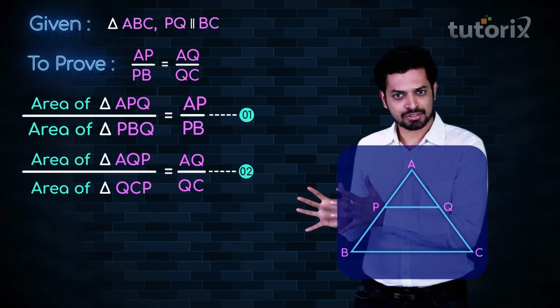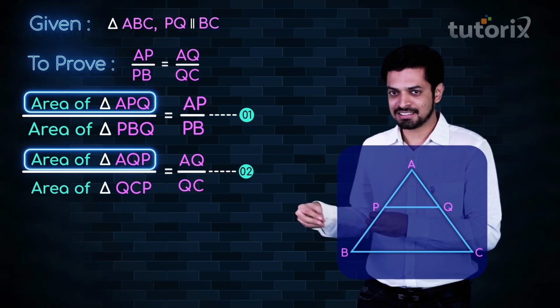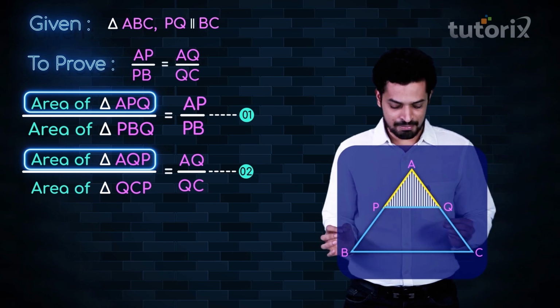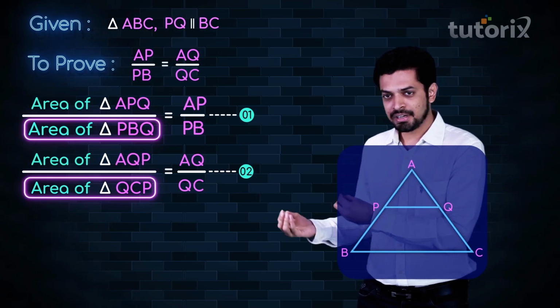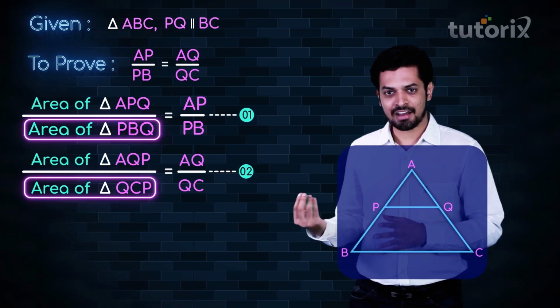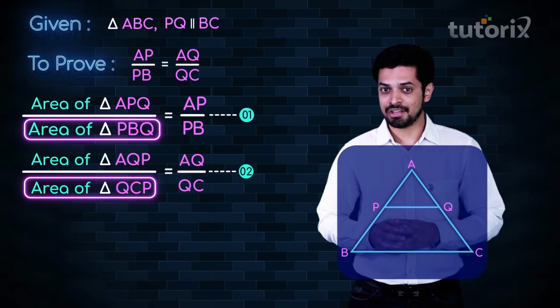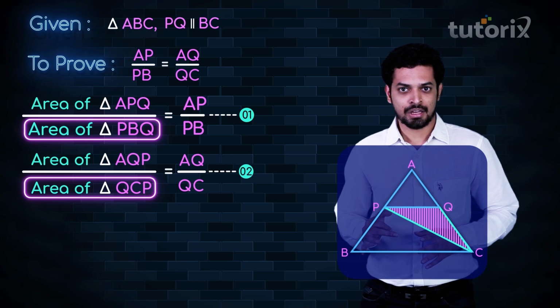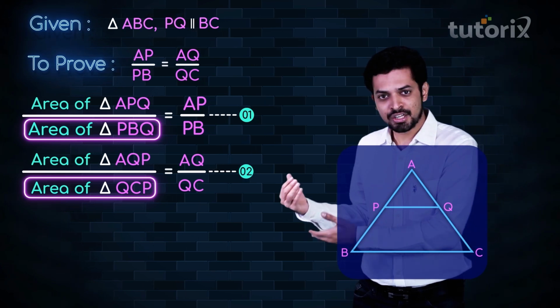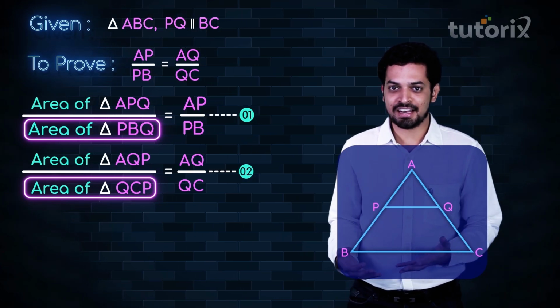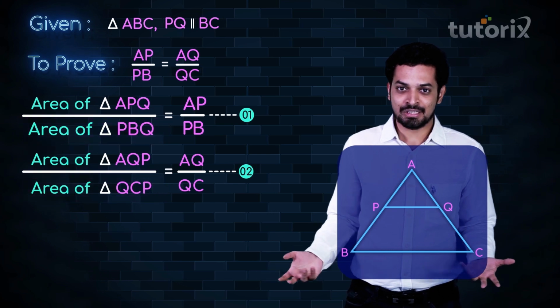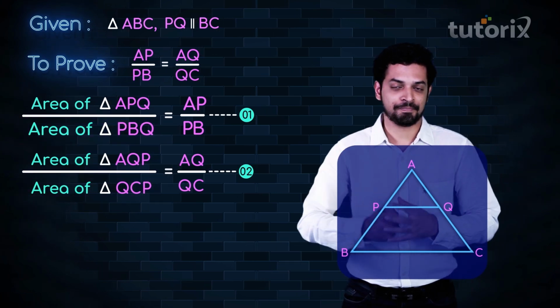Now in these two ratios of areas, the numerator is the same, which is area of triangle APQ. But the denominator is different. In one I have the area of triangle PBQ and in the other I have area of triangle QCP. And if you can somehow show that the denominators are the same, then we can prove this theorem. So let us see if we can actually prove that point.